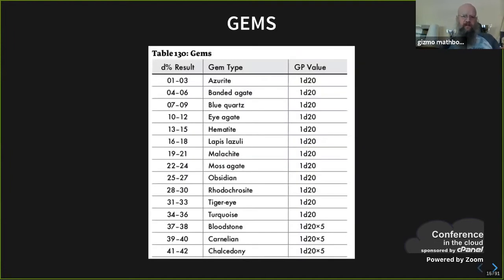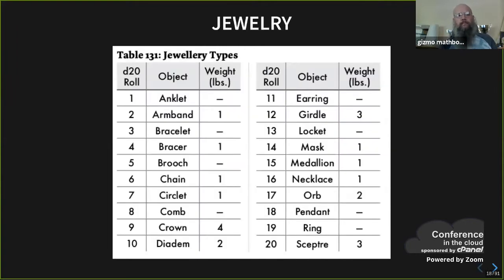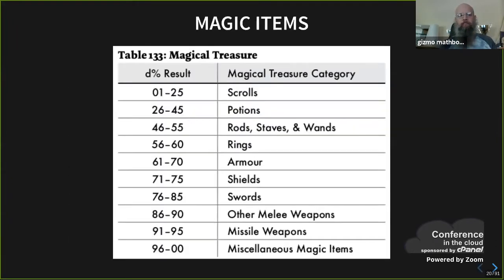Here's a snippet of the gems table. Even on that table, there's more rolling that could be required. Jewelry has a couple subsets of tables. There's the types of jewelry. And then there's the value and composition of jewelry, which has even more rolling on it.